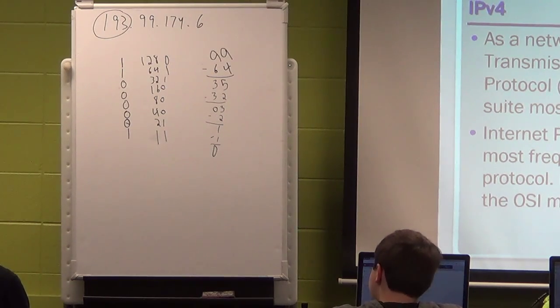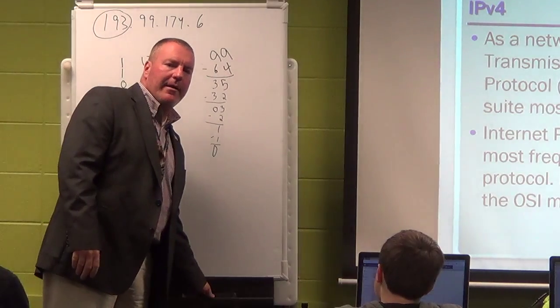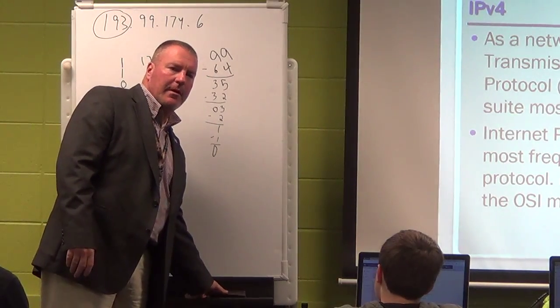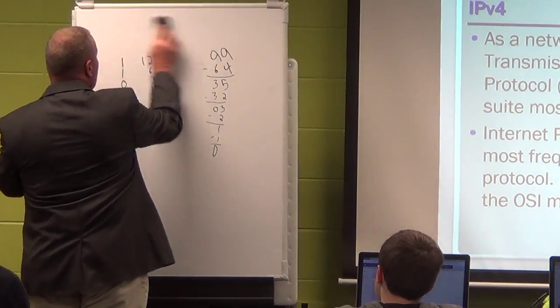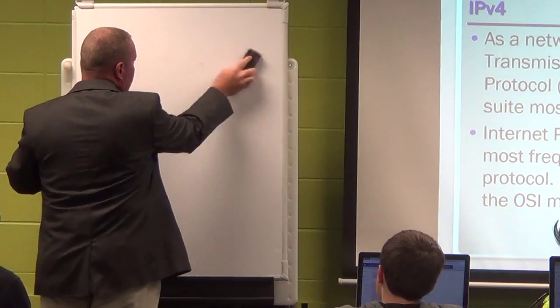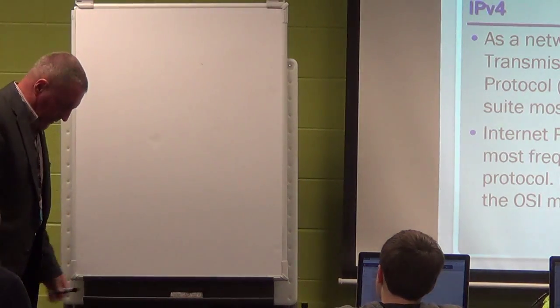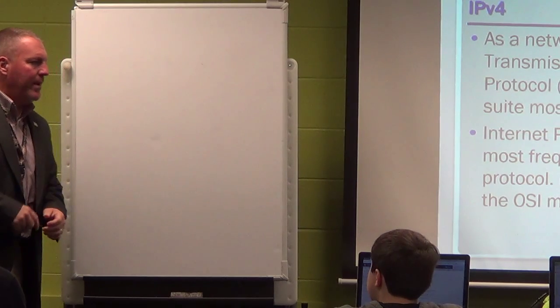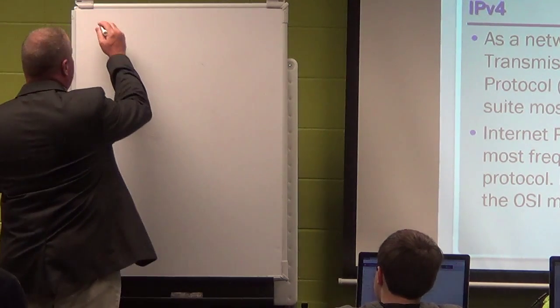Okay? All right, so now what we're going to do is we're going to convert from binary to decimal. Very simple. Very easy to do. It's more easily done than converting decimal to binary. What do you think the first step is? Who thinks they know the first step? Quentin?